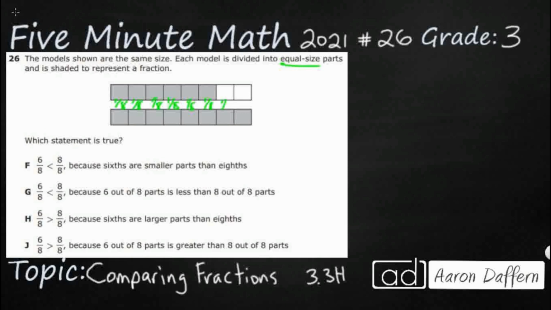Big difference being the top model only goes 6 together. So if we put these 6 together, that's going to be our top model, whereas the bottom model goes all 8 together. And so let's see if we can label these real quick.